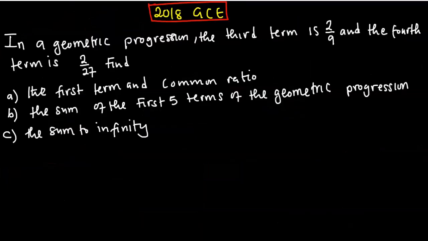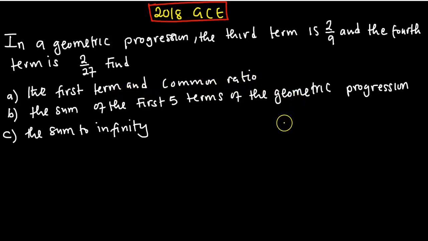Okay, so we can start. So this is the 2018 question. And the question reads, in a geometric progression, the third term is equal to 2 over 9, and the fourth term is equal to 2 over 27. Find the first term, A, and the common ratio.